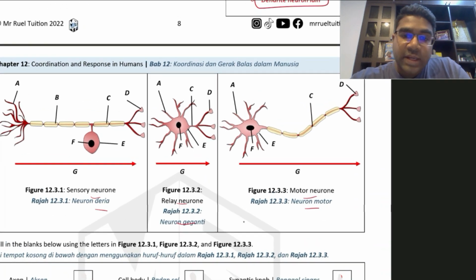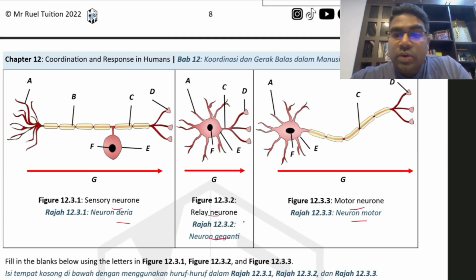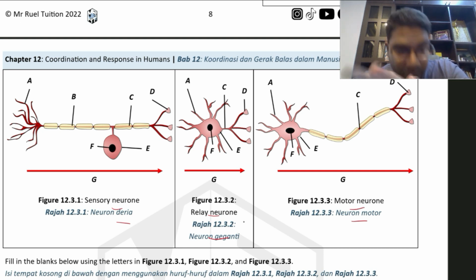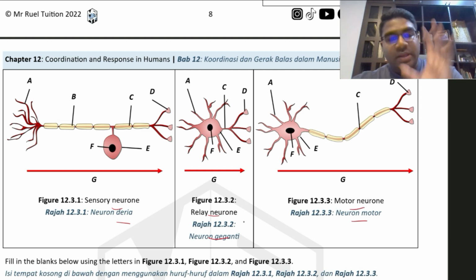So, macam saya kata tadi, bila kita kaji neuron tadi, bentuk dia adalah, sebenarnya dia adalah neuron motor. It is actually a motor neuron. Okay? Tapi ada neuron yang lain, iaitu neuron geganti dan deria. We have sensory and relay neurons as well. Their shape is a bit different. Okay? But generally, they have the same things. Secara amnya, bahagian-bahagian dia sama.